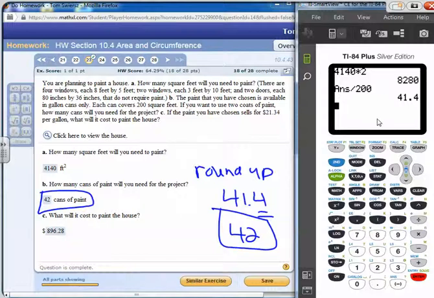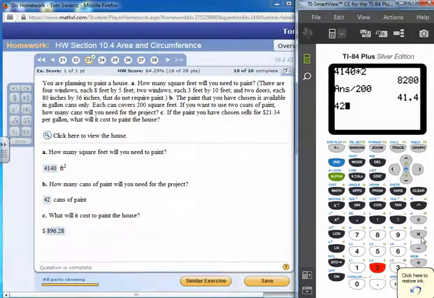And then we have, what will it cost to paint the house? Well, we got to buy 42 cans of paint, and notice each can of paint sells for $21.34 per gallon. So we'll multiply the number of gallons, which again we had to round up to 42, by the cost per gallon. 42 times $21.34. And we get a total cost of $896.28. Okay, so very good.